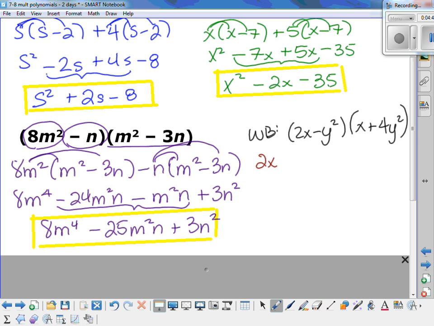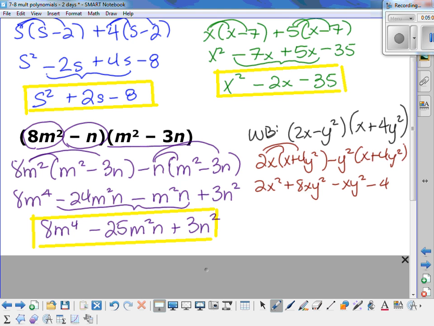Okay, so I'm going to take 2x and multiply that times x plus 4y squared. And I'm going to do minus y squared times x plus 4y squared. So 2x times x gives me 2x squared. 2 times 4 is 8, xy squared, and then minus xy squared minus 4y to the fourth when you multiply those two. Did everybody follow what I did? So those of you that got it wrong, have you figured out yet where you went wrong? Okay. Then when you combine your middle terms, 8 minus 1 is 7. So 7xy squared and then minus 4y to the fourth.